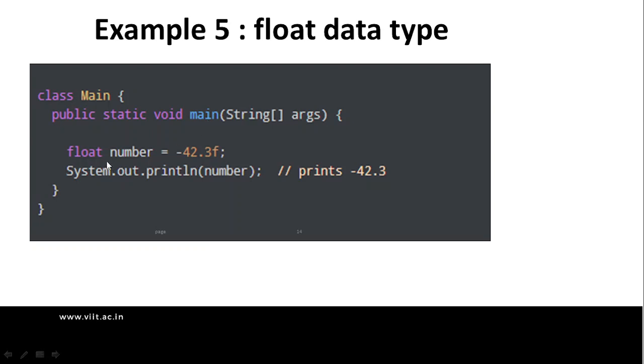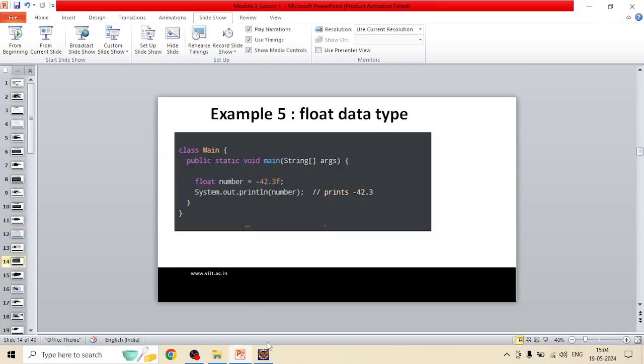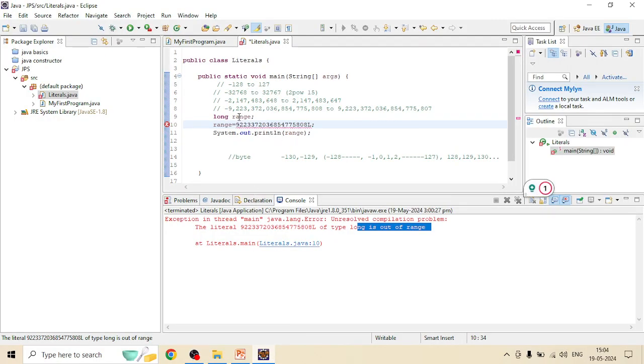Example, float number equal to 42.3f, and you can print. You can see this will print. Let us go to the Eclipse and check this float.